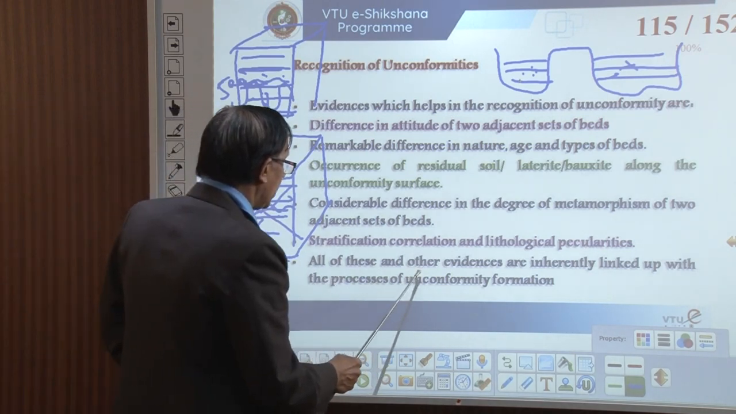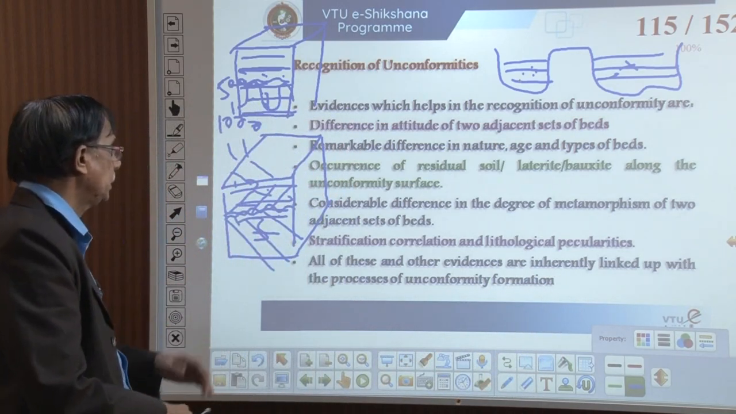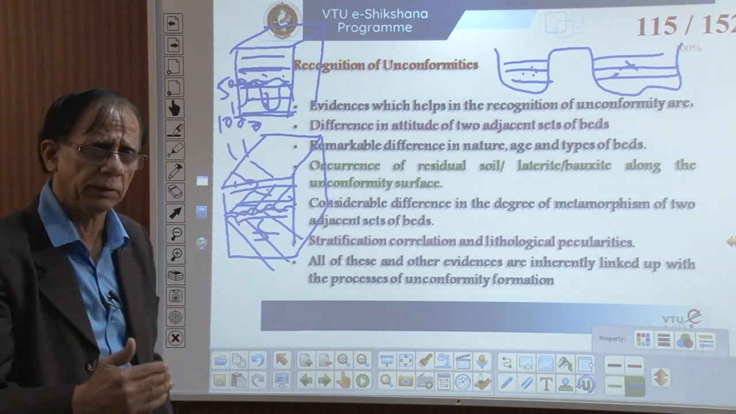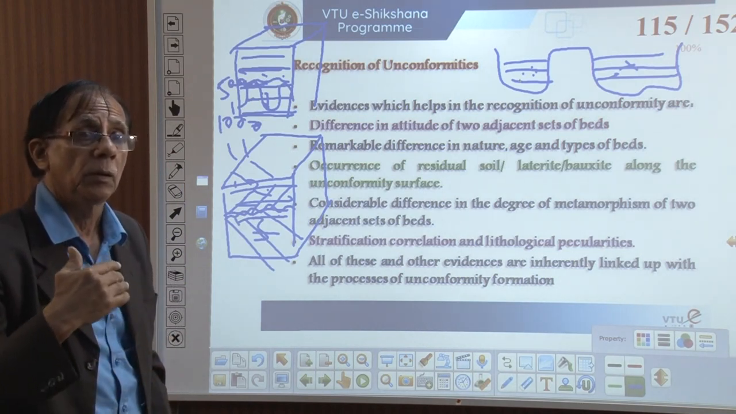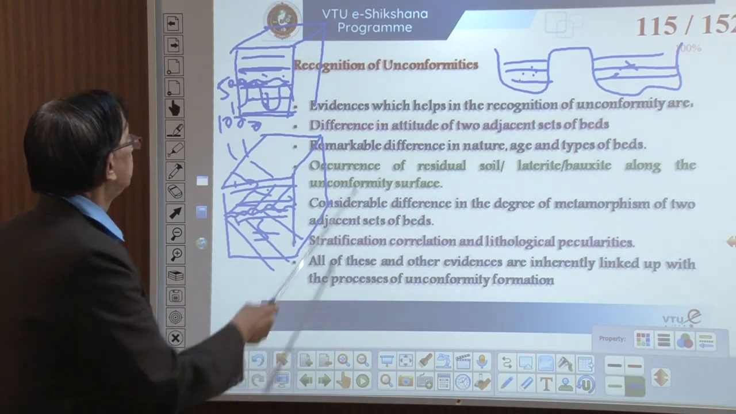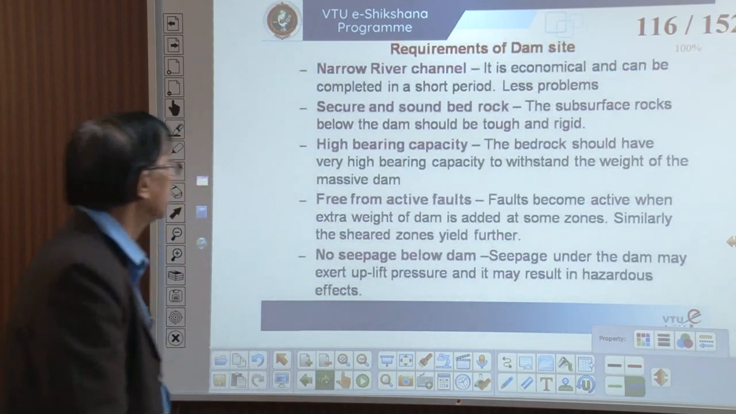All of this and other evidences are inherently linked up with the process of unconformity formation. They have some relationship with how the unconformity is formed. Therefore, these are all the evidences of unconformity for us.